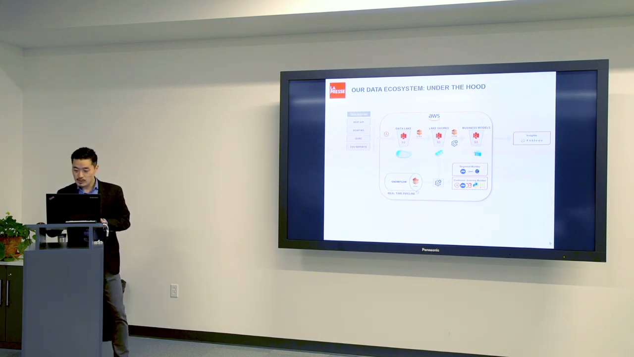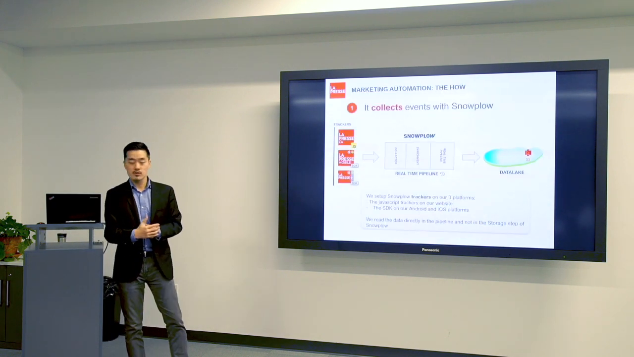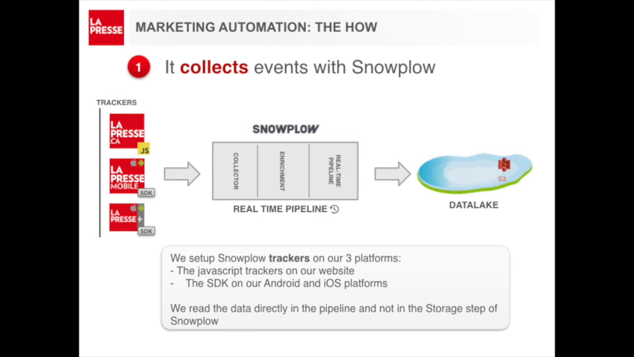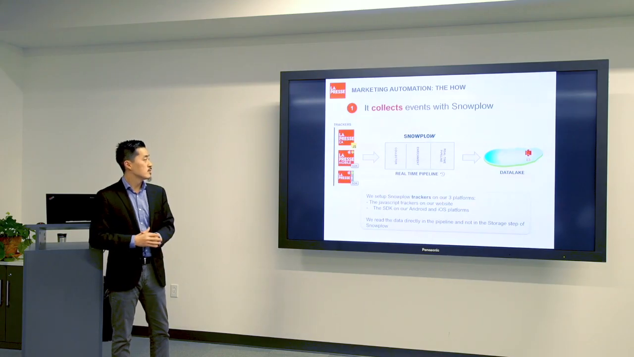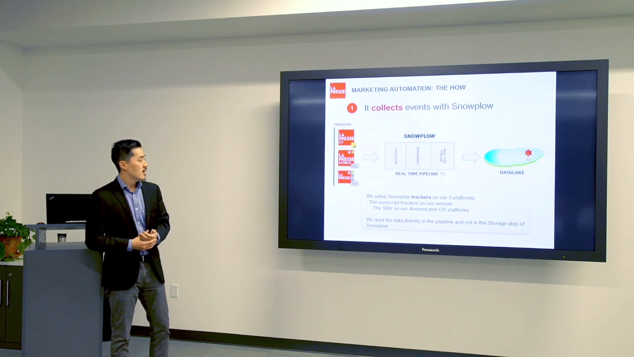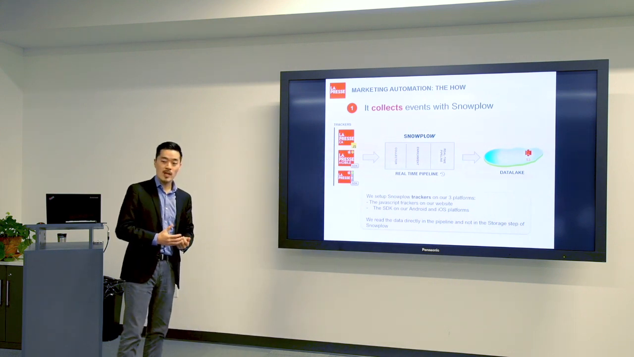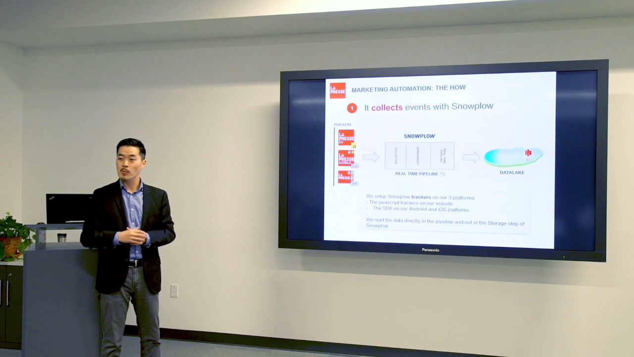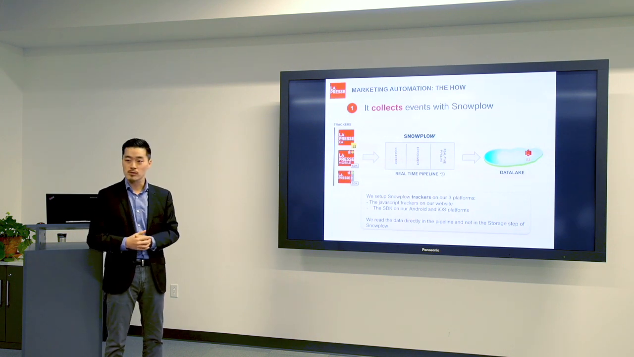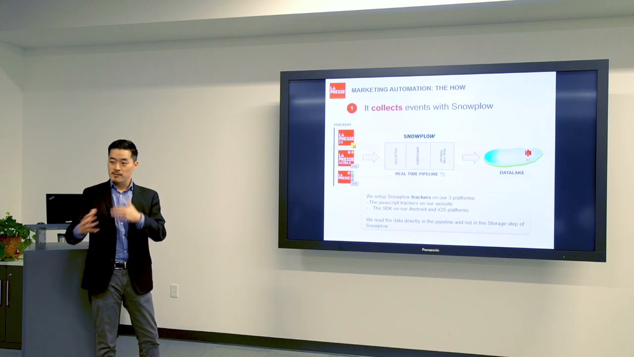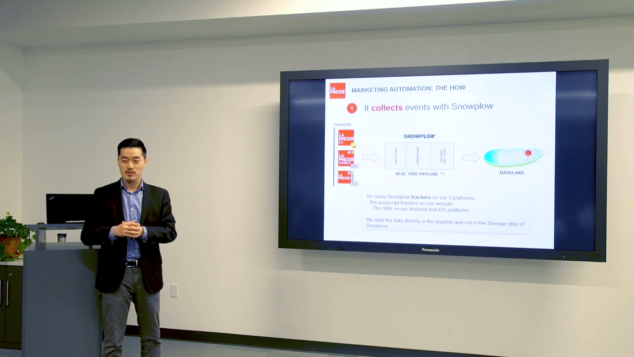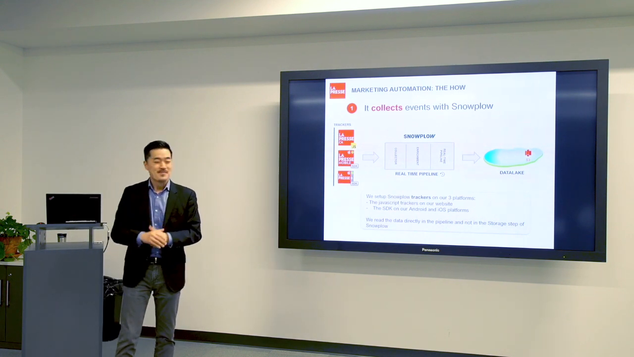Okay, so let's dig now into how marketing automation works. The first step of the marketing automation tool is that it collects events with Snowplow. So we set up some trackers on our websites and on two mobile platforms, La Presse Plus and La Presse Mobile. These are basic trackers and very simple to implement. Then the data are collected and sent to what you see here, a Snowplow pipeline. The Snowplow pipeline has several steps. The first step is the collector. It's an endpoint that basically collects all the logs that happen on your platforms. Then you have a step of enrichment where the good events and the bad events are separated. No, the contrary, the bad events are filtered out.